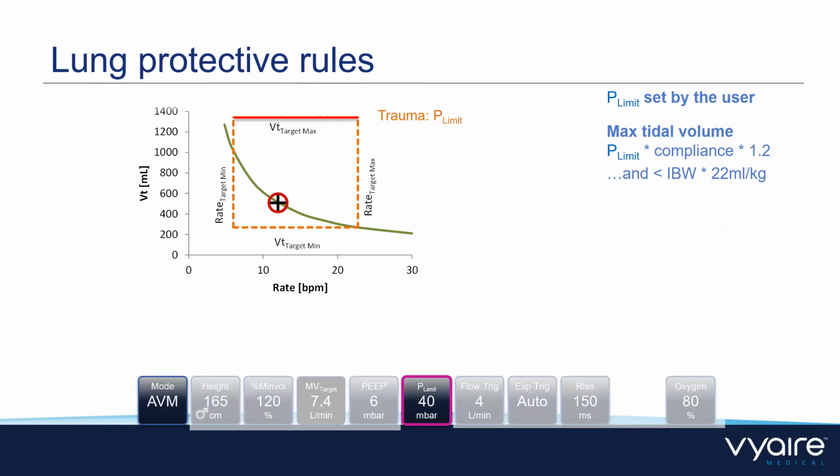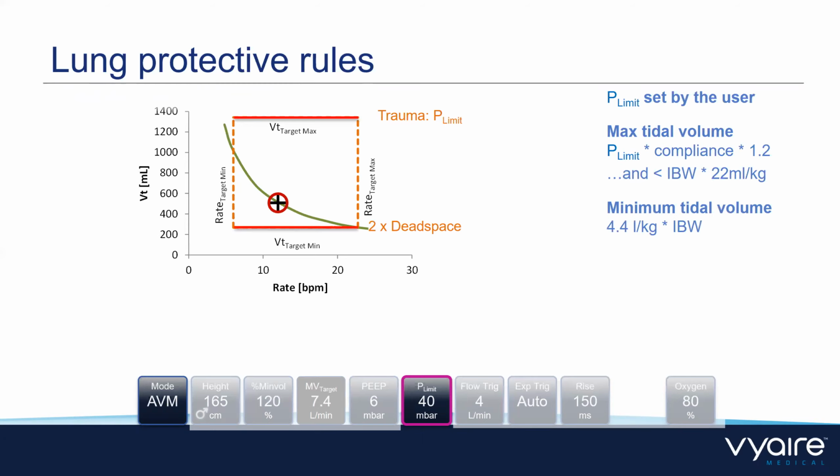So in this case, I can increase the pressure up to 40 millibars. This includes the PEEP. So it's the absolute pressure, not the relative pressure. And this is the only protection rule you can apply yourself. And if you set an unreasonably high pressure limit, AVM potentially will use it if the situation makes this necessary.